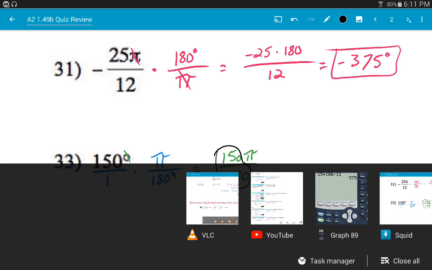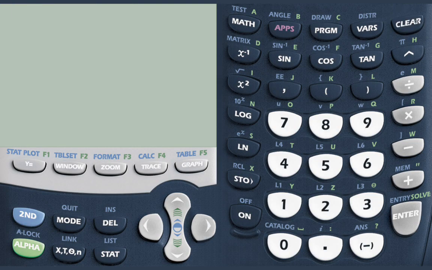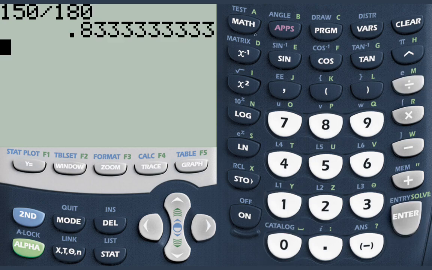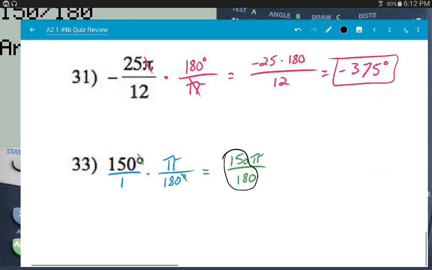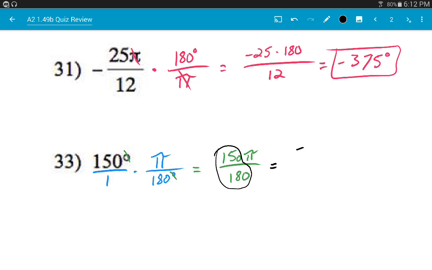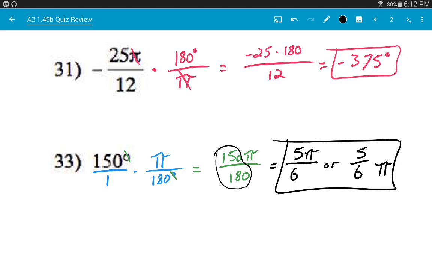Let's see. 150 over 180. Math, enter, 5/6. So we can either write this as 5 over 6 and put the pi on the top, or you can write it as 5 over 6 and just put the pi off on the side. Either one of those is fine. Okay? Good luck on that quiz.